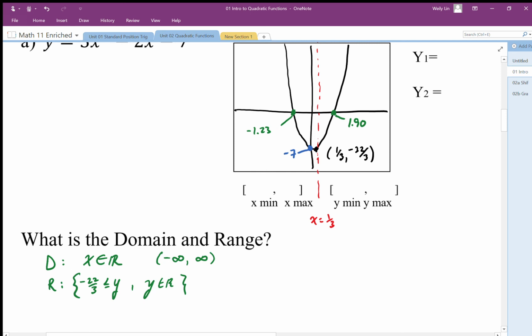In fact, if we were to write this properly, maybe I should write this out properly. It would be y, where y is greater than or equal to negative 22/3, and y is an element of all real numbers. We start using this interval notation, and it's going to look like this. That square bracket means it's equal to this endpoint, and then it goes all the way up to infinity.